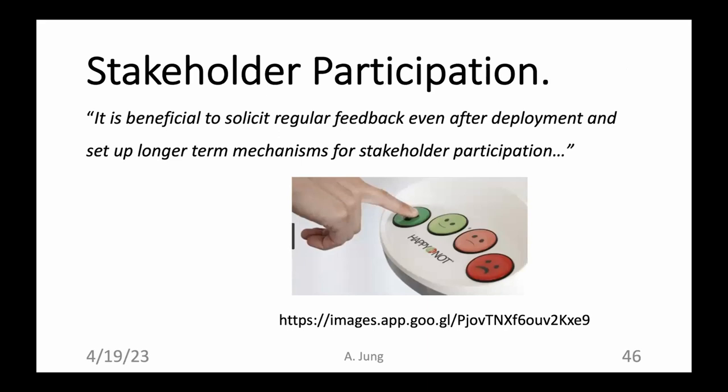Another suggestion is to solicit regular feedback even after deployment and set up longer term mechanisms for stakeholder participation. So you could have regular review meetings of the designers of the federated learning system. Essentially you should collect and manage feedback from the users continuously, like you often see in restaurants or cafeterias in Finland with these review buttons.